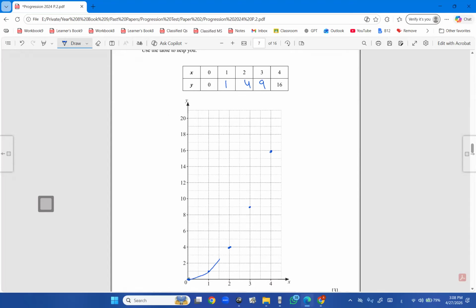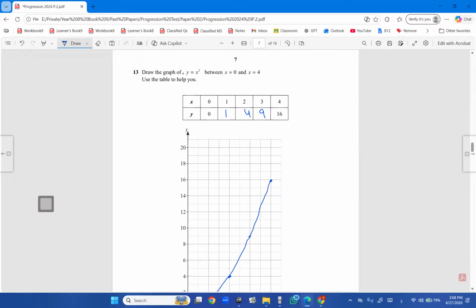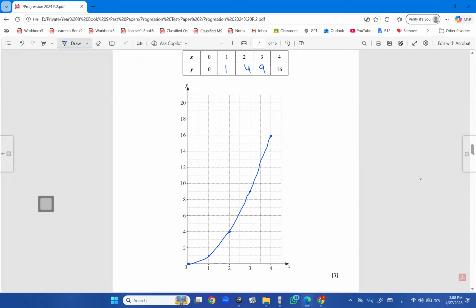Then you connect, and you cannot use a ruler. Why? This is a parabola. How did I know? It is x squared, quadratic. It is quadratic, so definitely I'm not going to use a ruler.